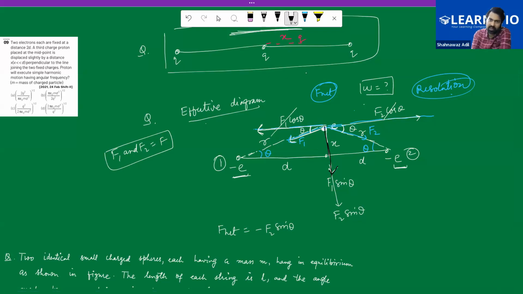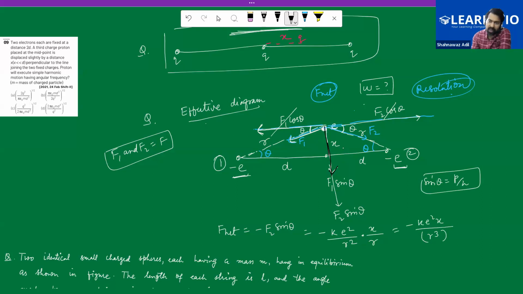And how much is this thing? So F2 is K e square divided by R square. And what is sin theta? This is theta, so sin theta is P by H. Perpendicular is X, H is R. So this is minus K e square X divided by R cube.